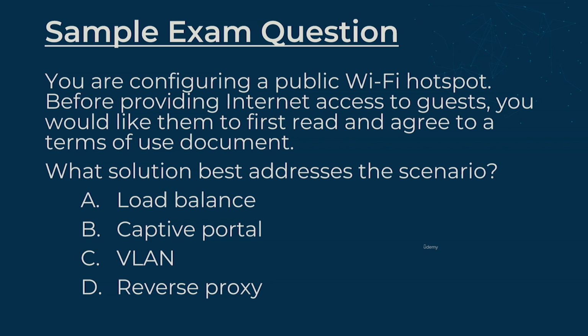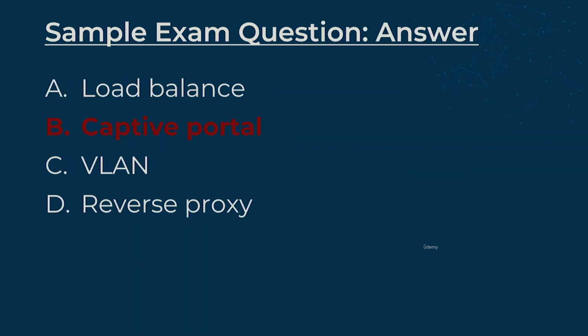Let's take a look. The correct answer in this case is letter B, a captive portal. If you've ever signed into a public Wi-Fi hotspot, you've probably experienced this, where it will automatically launch a web browser page where you either have to accept the terms of use for that network connection before you get to the internet, or perhaps you even have to sign in, such as a hotel guest putting in their last name and room number to gain access to the internet.